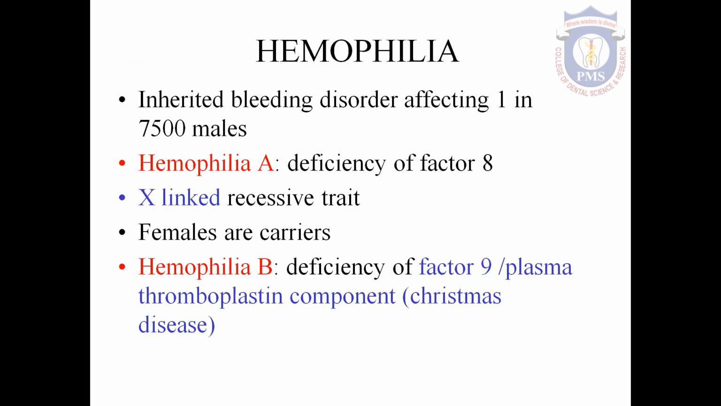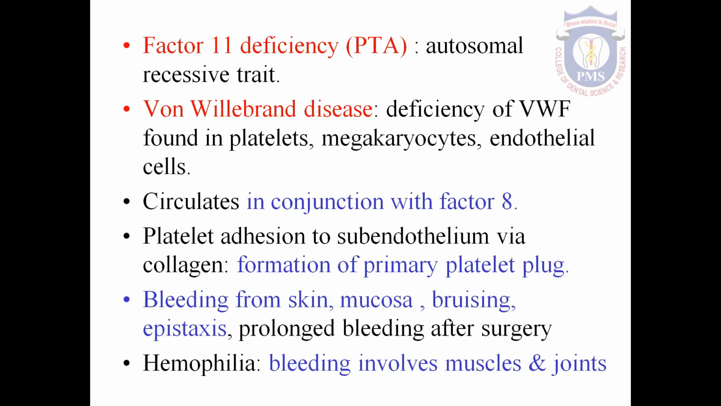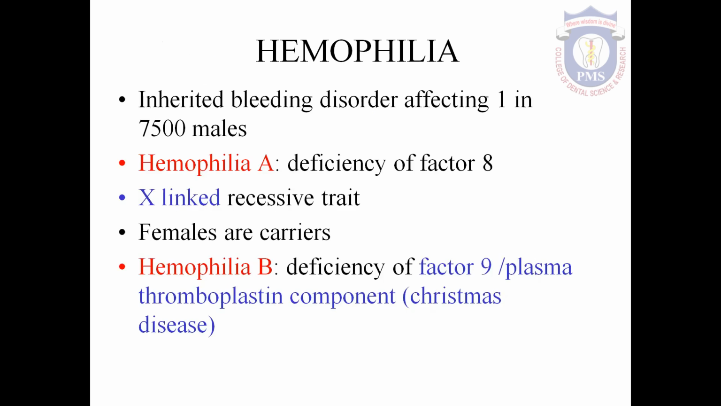So coming on to hemophilia, it mainly affects males. It is an inherited bleeding disorder. It affects 1 in 7,500 males. There are 4 types of hemophilia: hemophilia A, hemophilia B, factor 11 deficiency, and von Willebrand's disease.